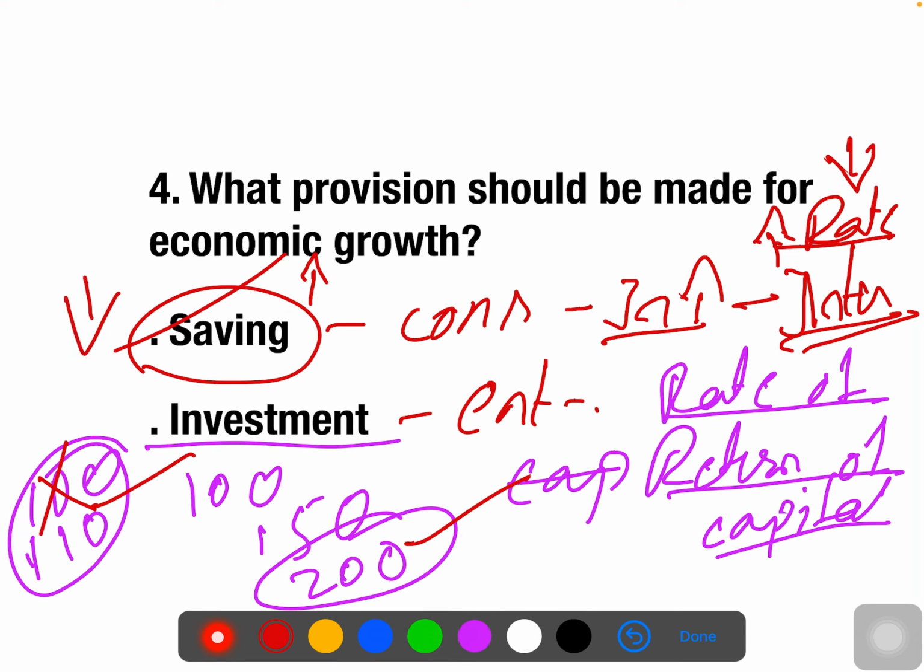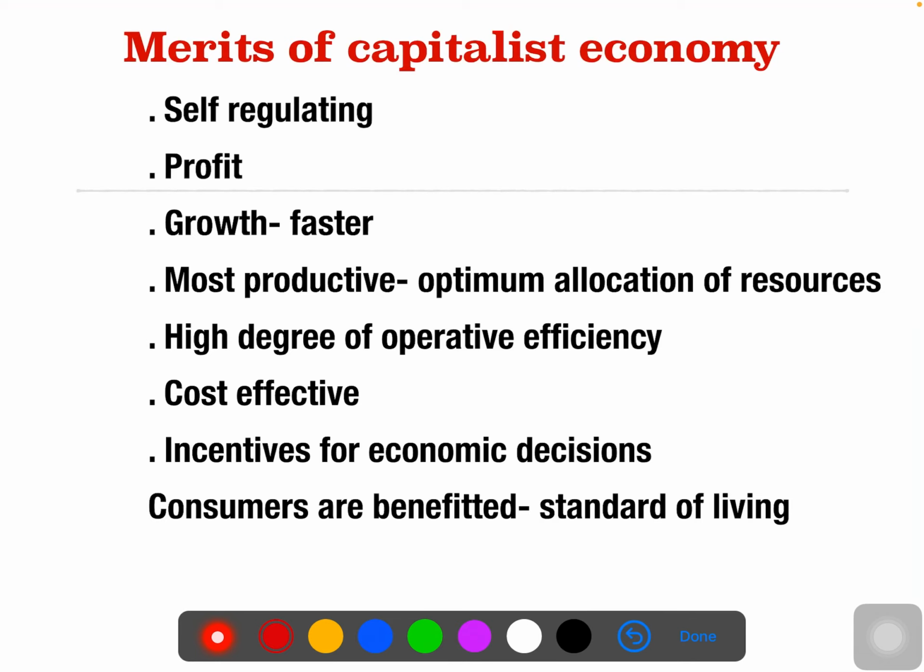Completely in this kind of economy, the provision of economic growth, saving and investment is completely dependent on consumers and the enterprises. This is the way the economy will be running. After this, we have to talk about merits. Merits of capitalist economy. What are the merits we have?